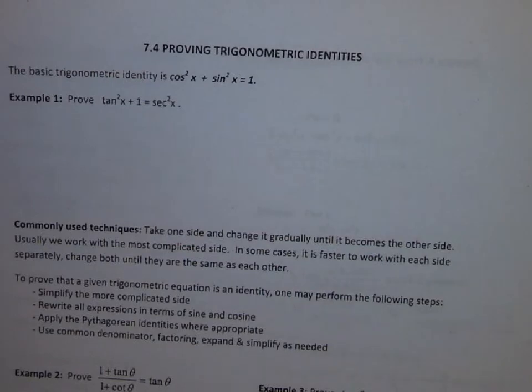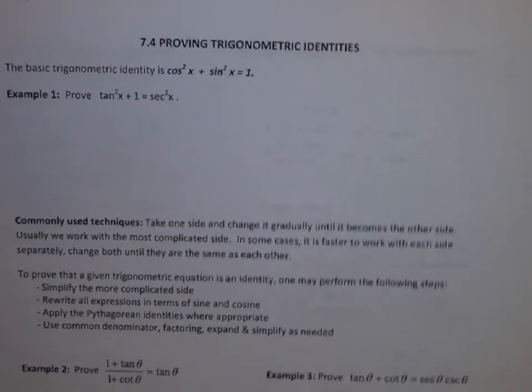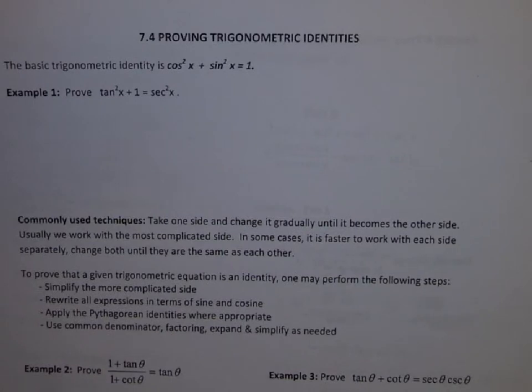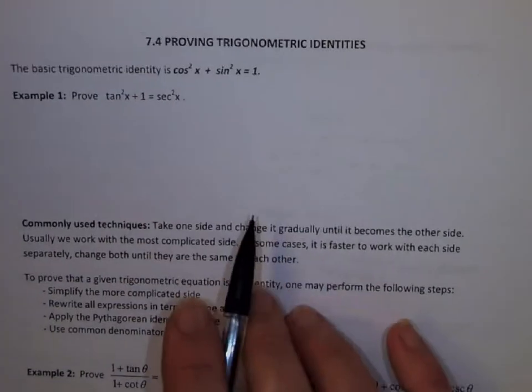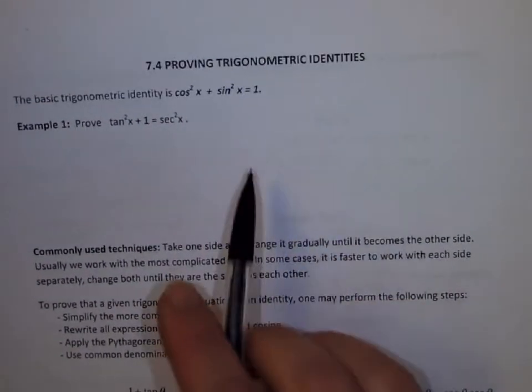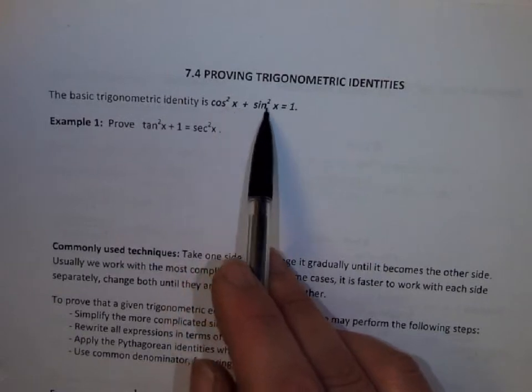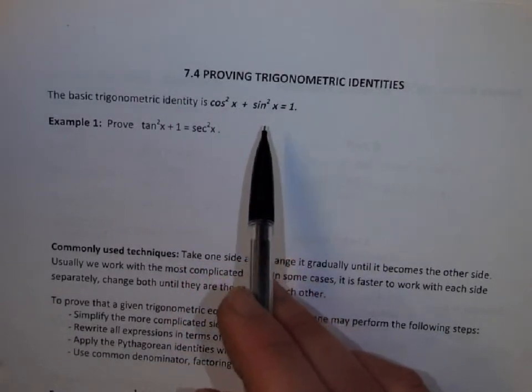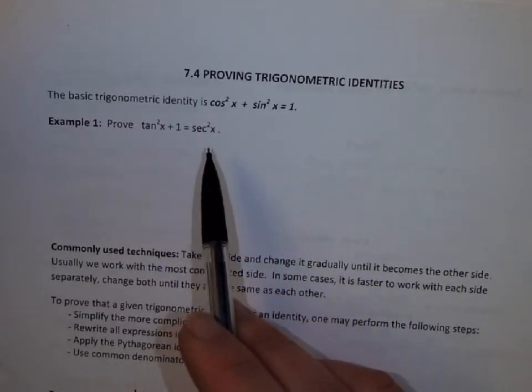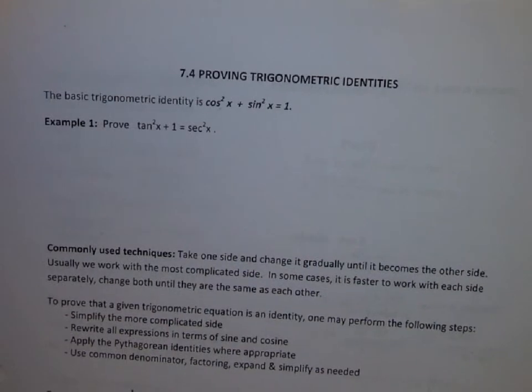So we continue with identities with 7.4, proving trigonometric identities. So the basic trigonometric identities, we already discussed before. The most famous one is cos square x plus sin square x equals 1. Identity, true.